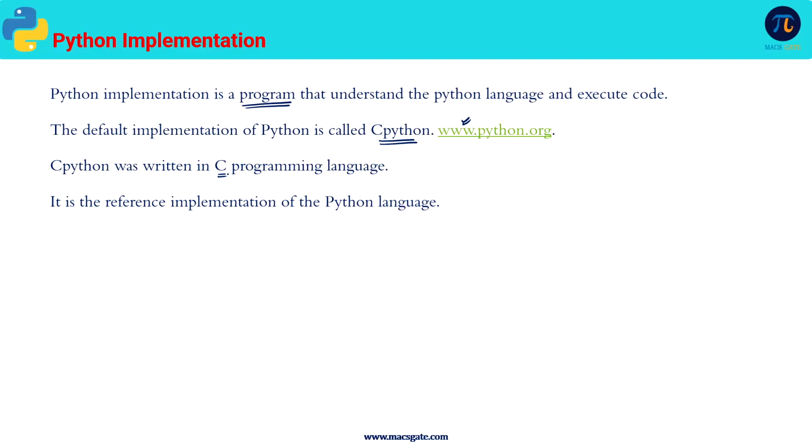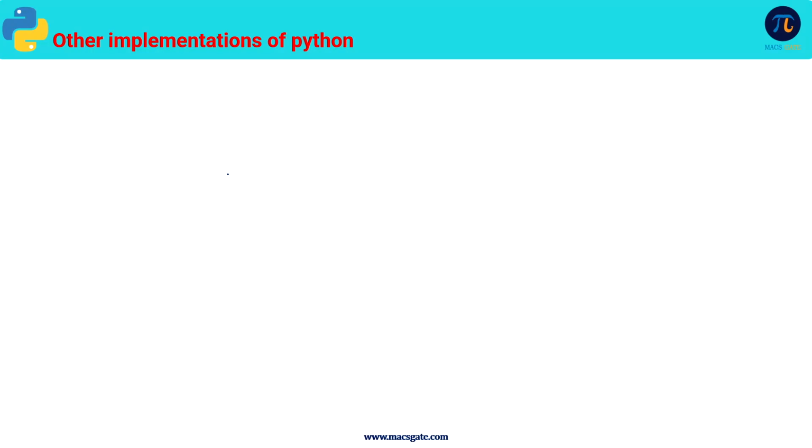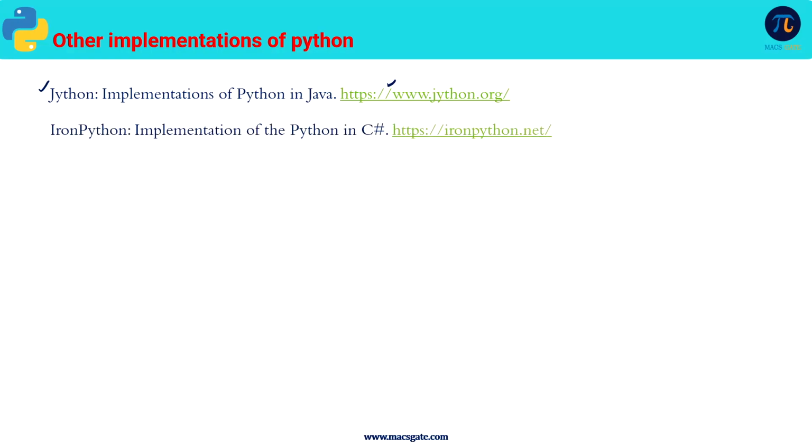See, when I say it is the reference implementation, it means there are other implementations of Python. The other implementations of Python are Jython, which is an implementation of Python in Java. That is Python written in Java. And it is available from Jython.org. We have IronPython, which is an implementation of Python in C#. It is available from ironpython.net.